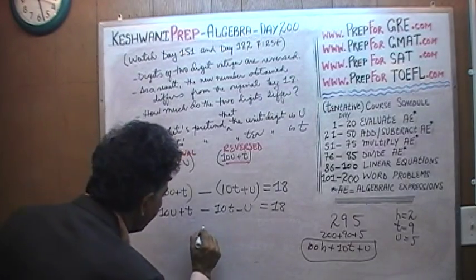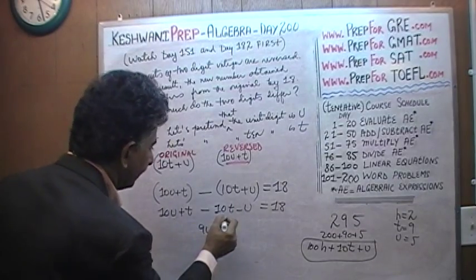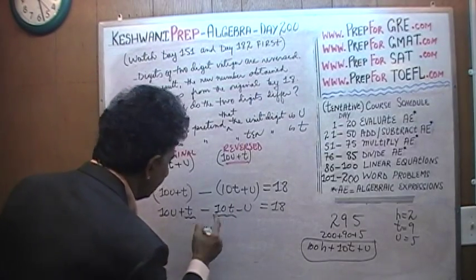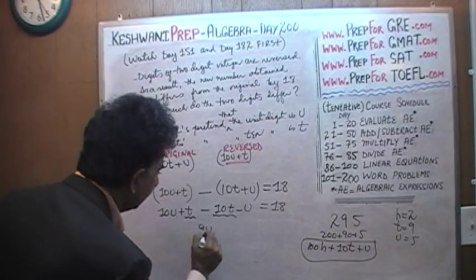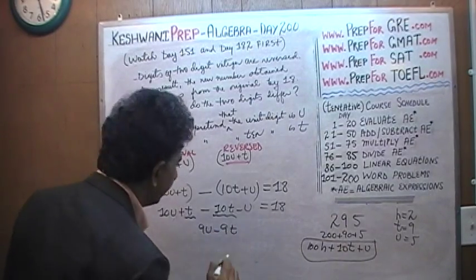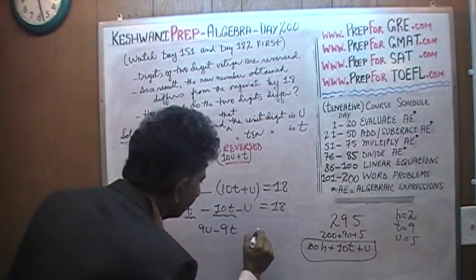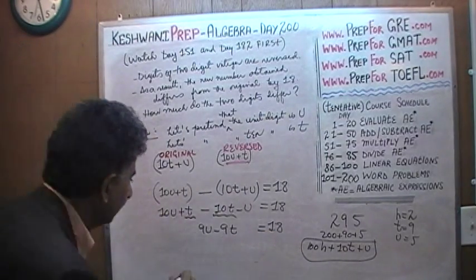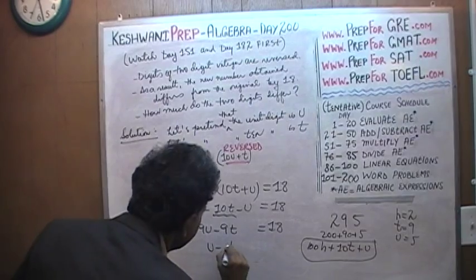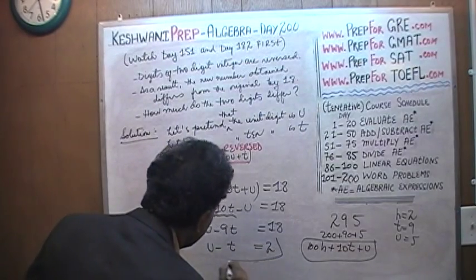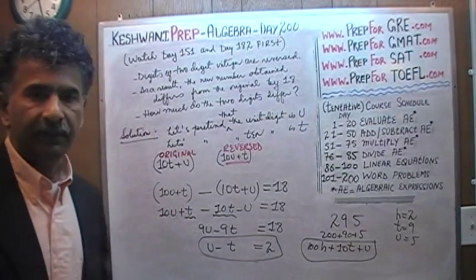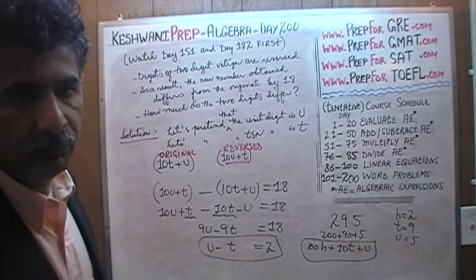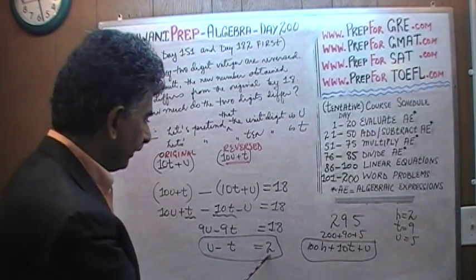10u minus a u is 9u, and t minus 10t gives us negative 9t, and that equals 18. Divide the entire equation by 9 and u minus t equals 2. Voila, that's it. The question was, how much do the two digits differ? Well, they differ by 2.